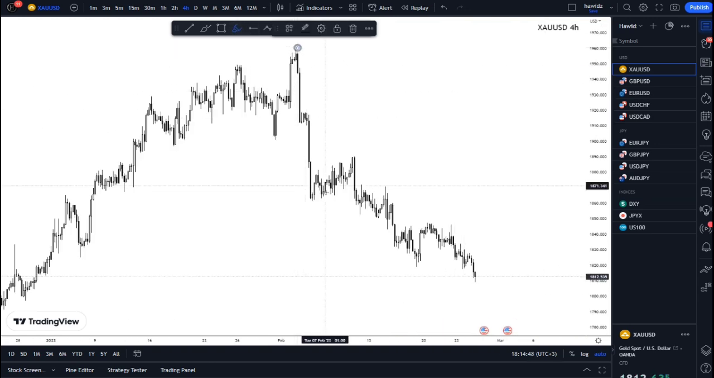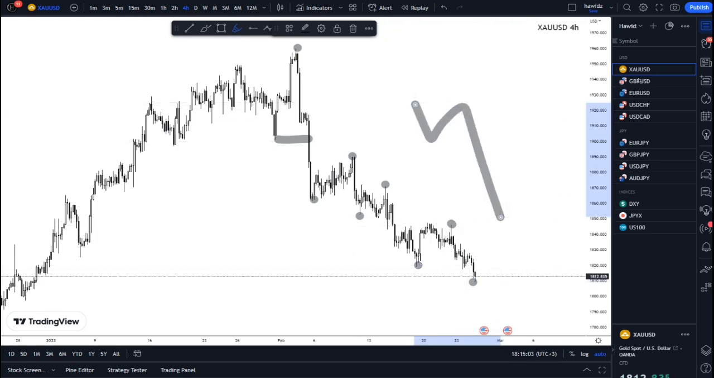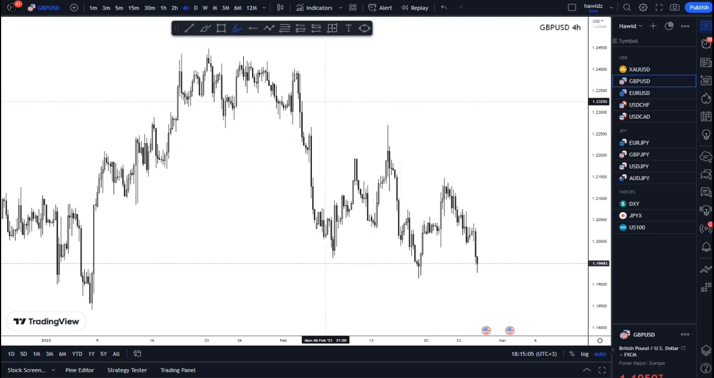Magnificent. Price makes a high, breaks a low, forms a new lower low, lower high, right? Lower low, lower high, lower low, lower high, and now it's creating a new lower low. Hence what? A bearish market. Let's go to the pound USD, right?